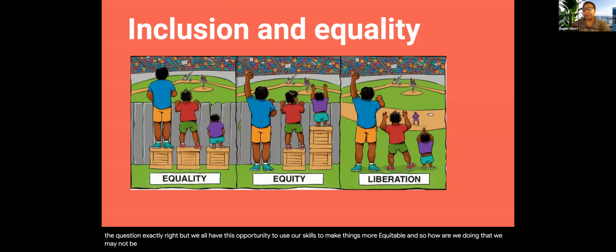We may not be able to do that in our jobs, right? Because we have jobs to do and we have bosses and they want us to do things, but there are things that we could do within our own communities to bring forth more inclusion and equality.